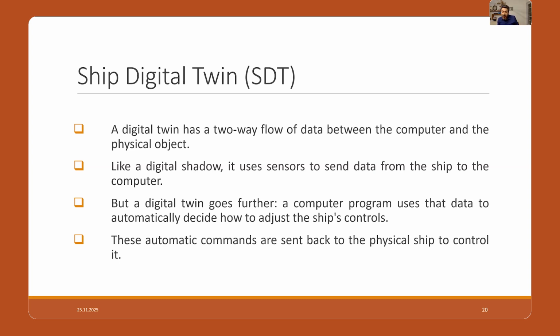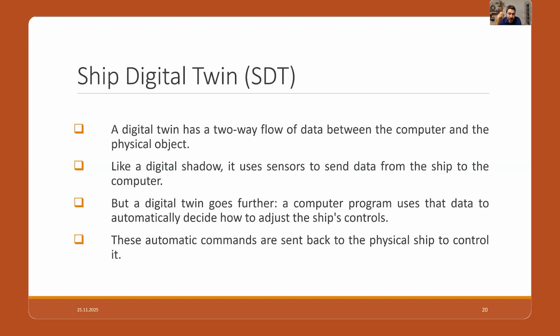Okay, so reminding these two prerequisites for ship digital twin, we could continue. A digital twin involves a two-way data exchange between a physical object and a computer. While it uses sensors like a digital shadow, it also has a control algorithm. This algorithm processes the sensor data and automatically sends commands back to the physical ship to control its equipment, or actuators, like the propeller, the rudder, or the thrusters, bow thrusters, stern thrusters, any actuator it might have.